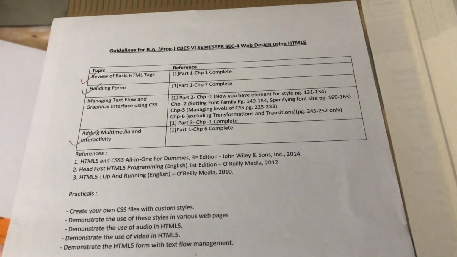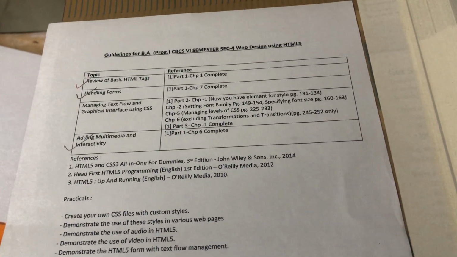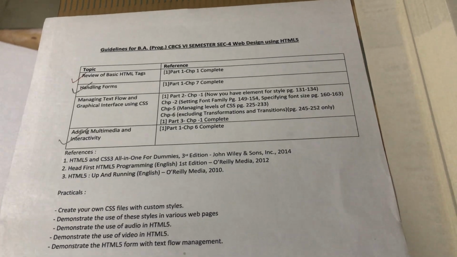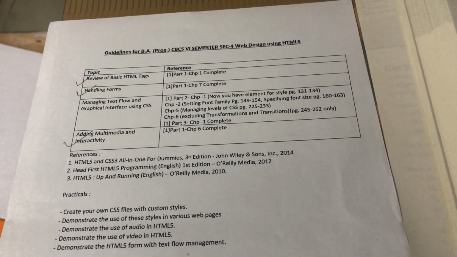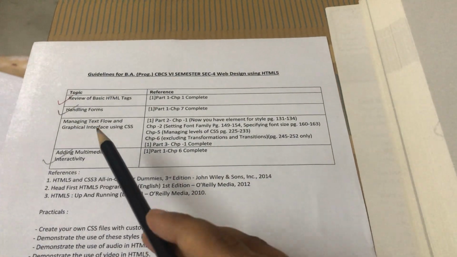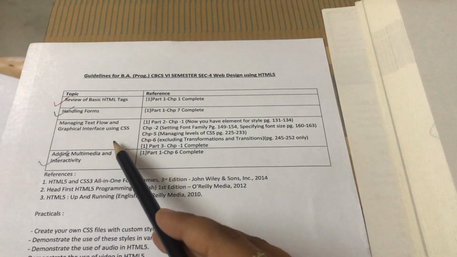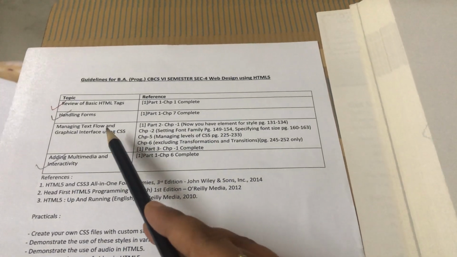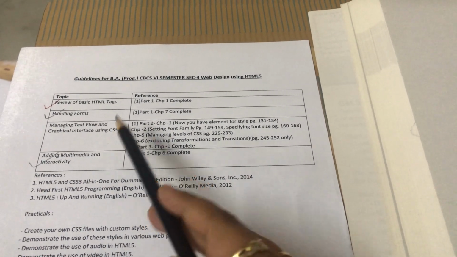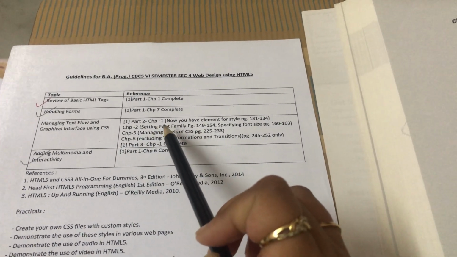So we have already covered unit 1, 2 and 4, that is review of basic HTML tags, handling forms and adding multimedia and interactivity to your web pages. Now in this class we will be majorly focusing on unit 3, that is managing text flow and graphical interface using CSS. We'll be starting with chapter 1.